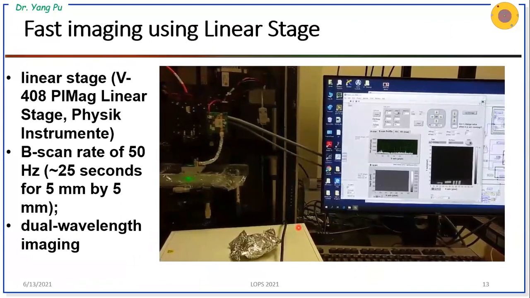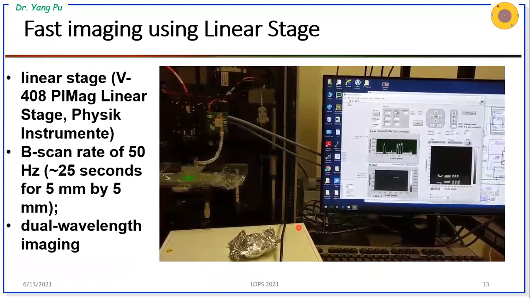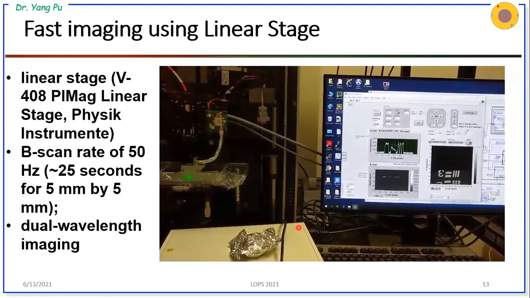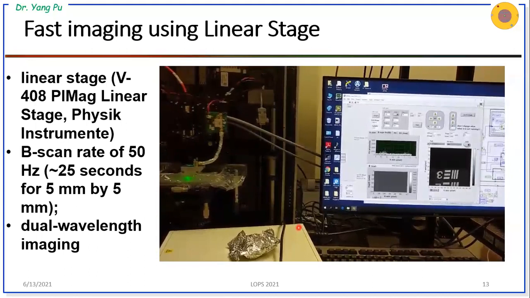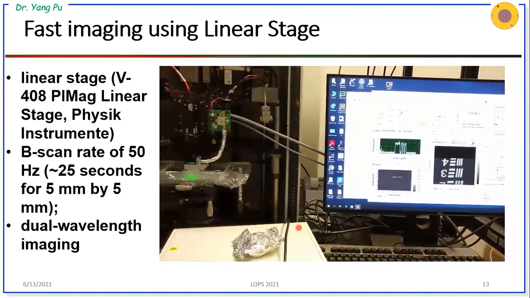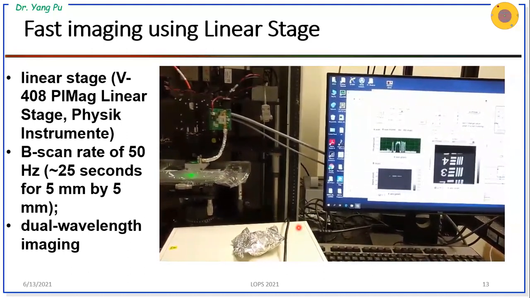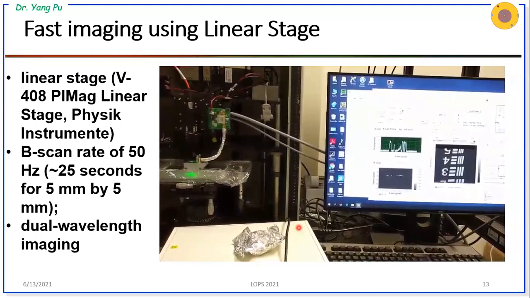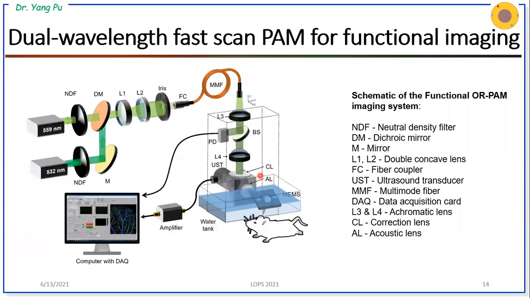To speed up the imaging, we use an accelerated linear stage from Physik Instrumente to develop a fast scanning photoacoustic microscope, achieving a B-scan rate of 15 Hertz for a 5 mm by 5 mm imaging region at a resolution of 3 micrometers. This is the system. Using this system, we did our second study, functional photoacoustic imaging for monitoring vascular reperfusion in ischemia-reperfusion in a small animal model.